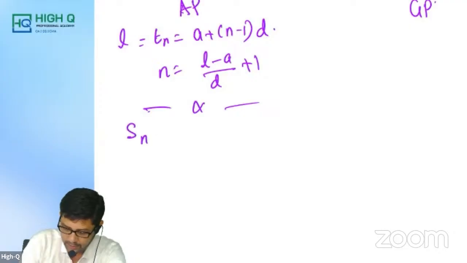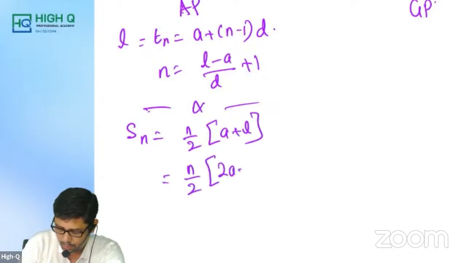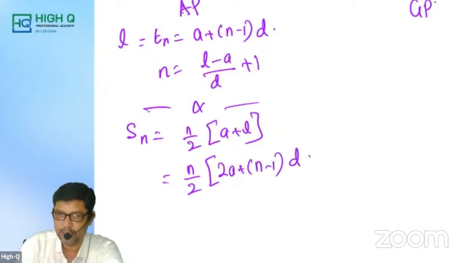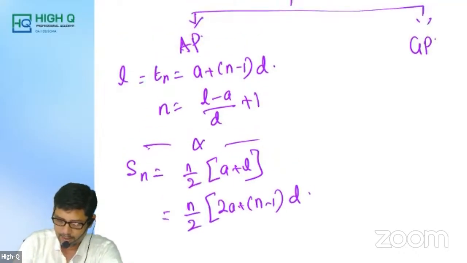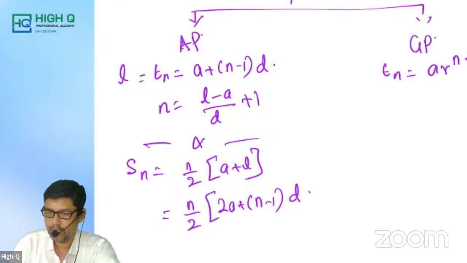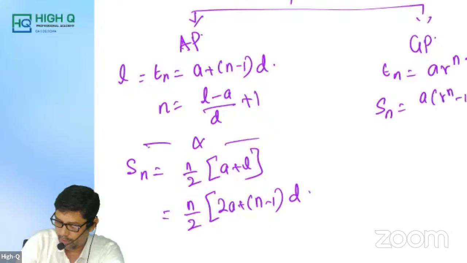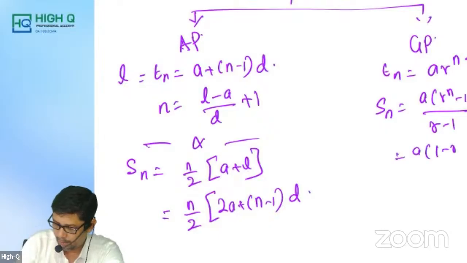For series, Sn is equal to n by 2 into (first term plus last term), or n by 2 into (2a plus n minus 1 into d). This one we should remember. Then geometric progression: Tn is equal to a r power n minus 1. For the sum of n terms, there are two formulas: a into (r power n minus 1) divided by (r minus 1) when r is more than 1, and a into (1 minus r power n) divided by (1 minus r) when r is less than 1.